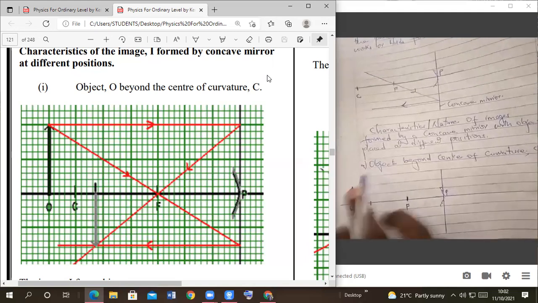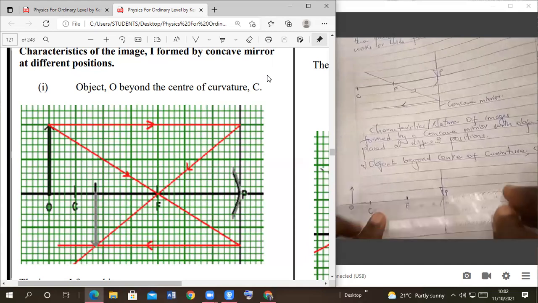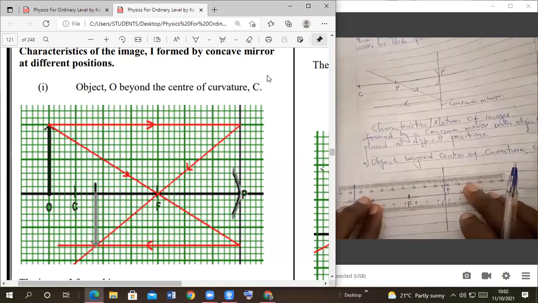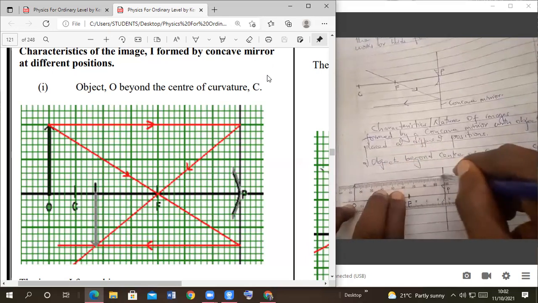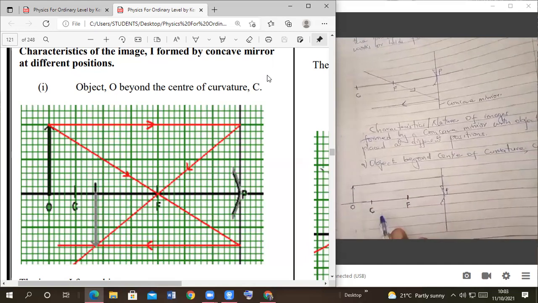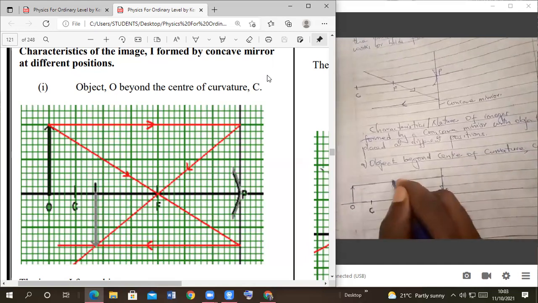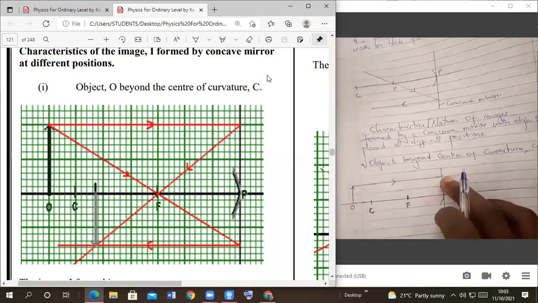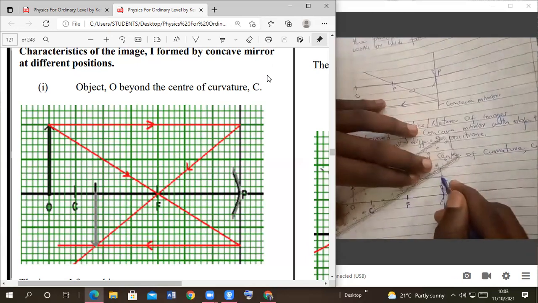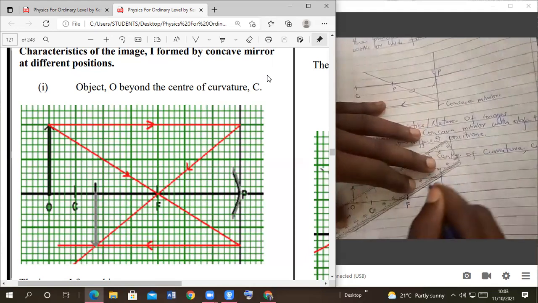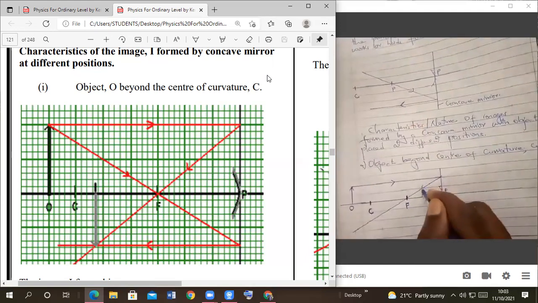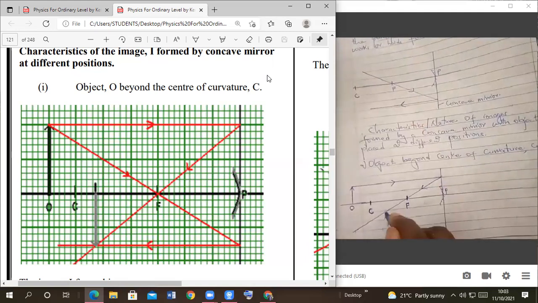Are we ready? Have we put this one now? Yes, teacher. So now the first ray is from the top of the object like that. It will come like this. Members, this ray is parallel to the principal axis, not so? What will happen to it after reflection? It will be reflected through the principal focus, not so? Like this. Just follow the rule I've given you. So this one will be reflected like this.